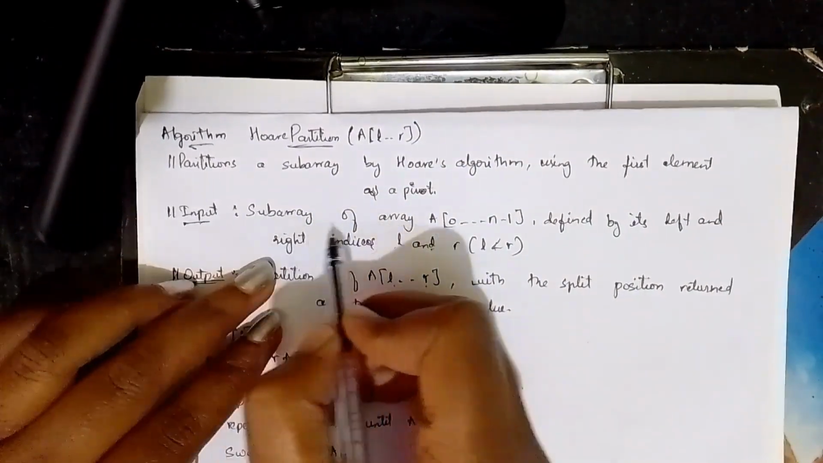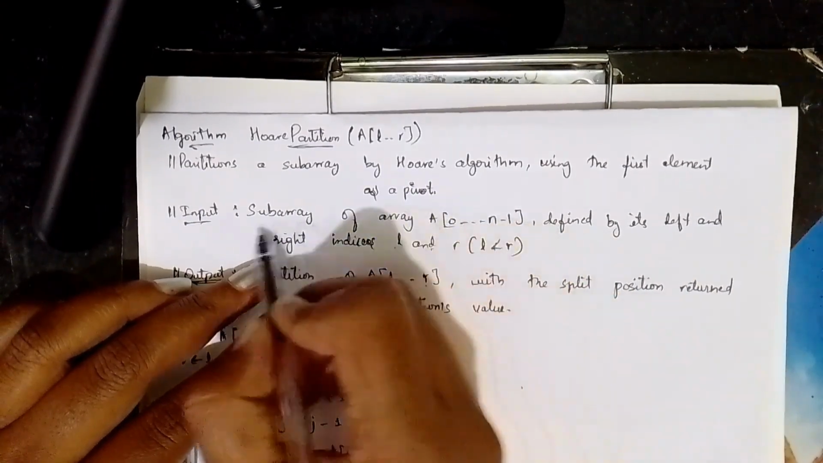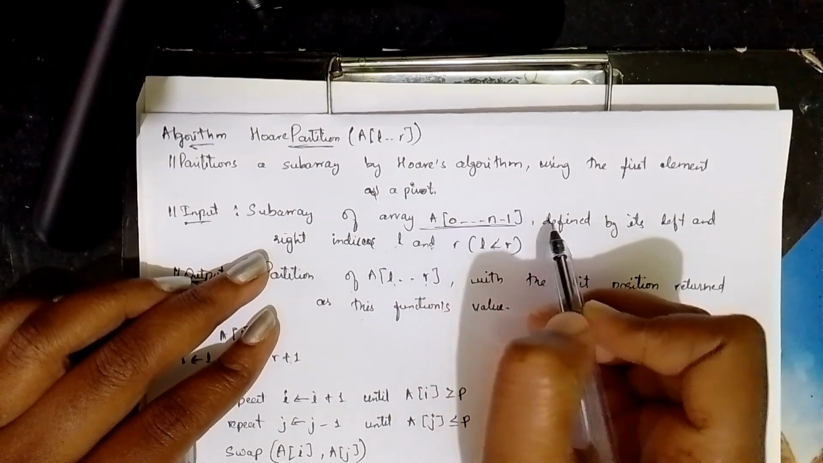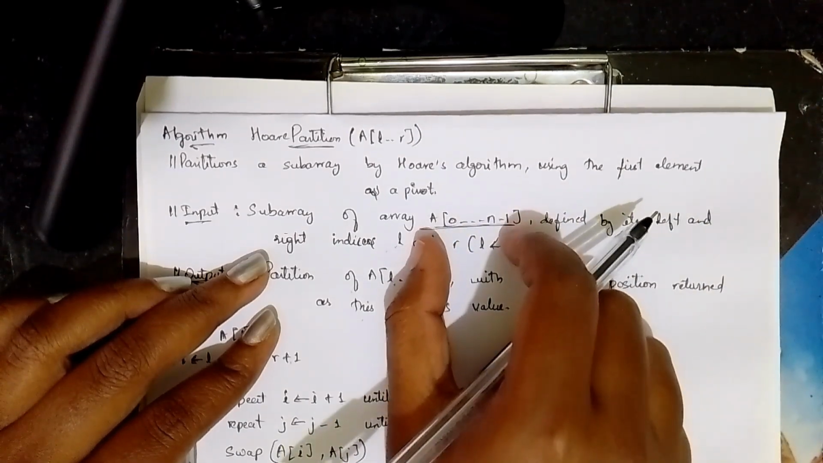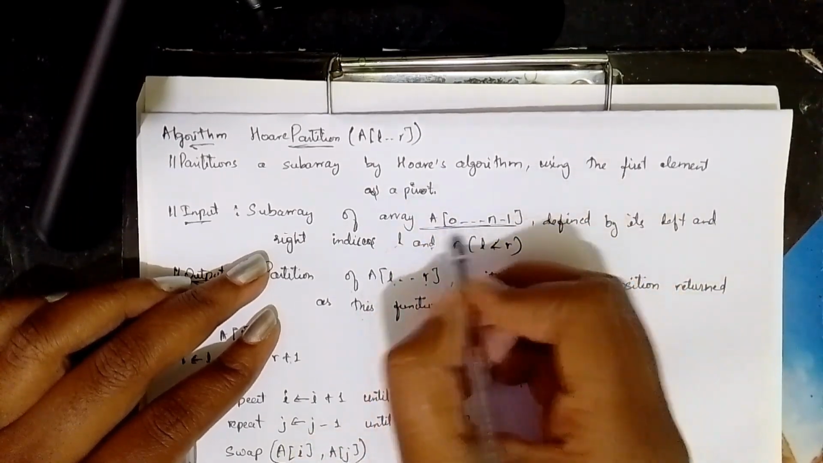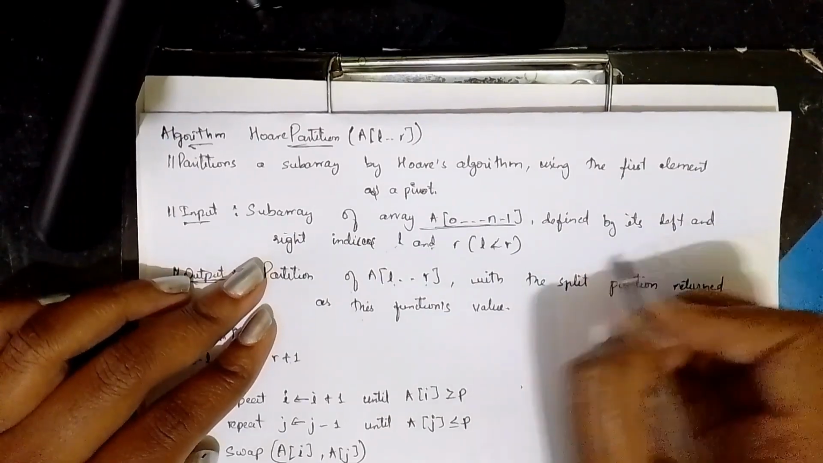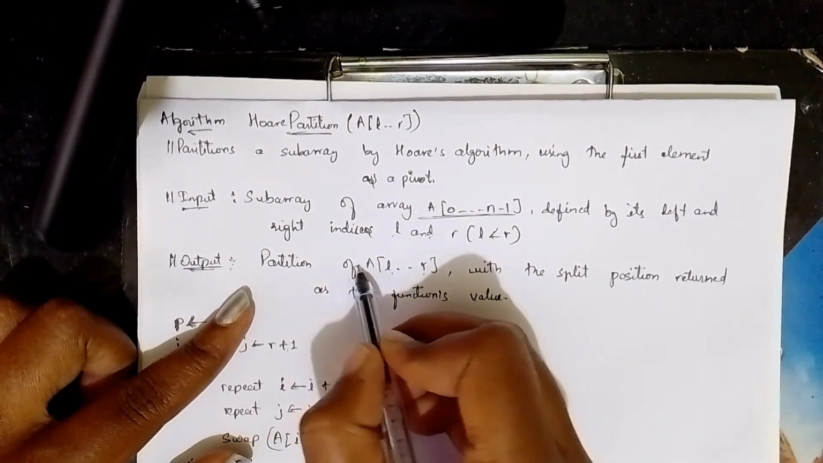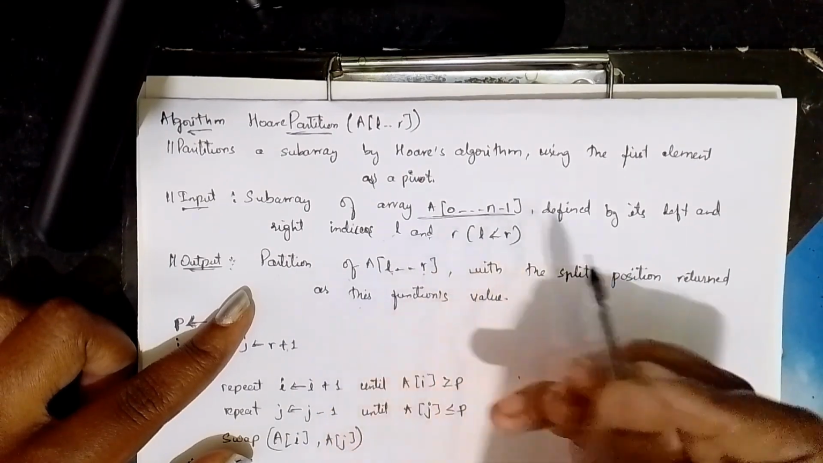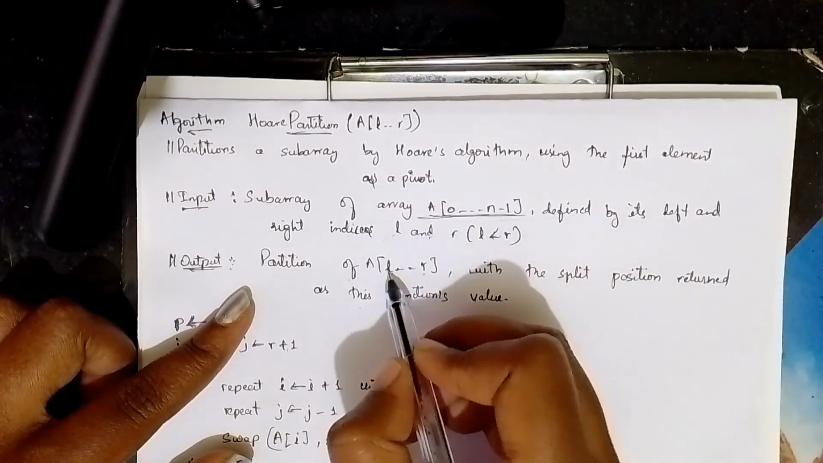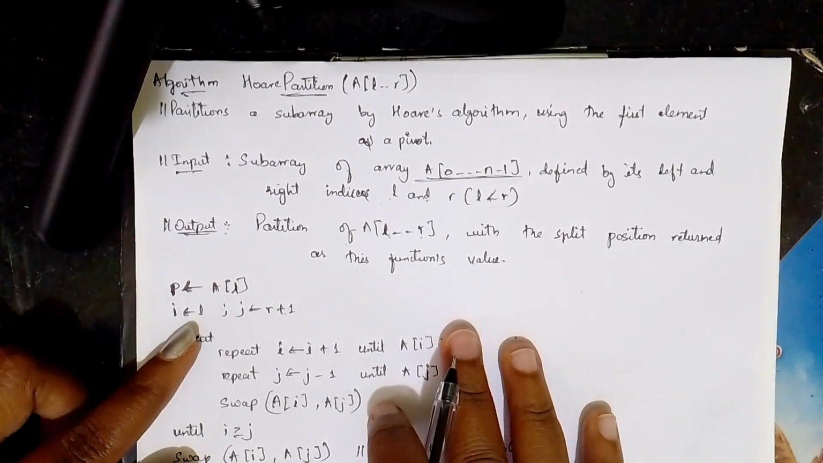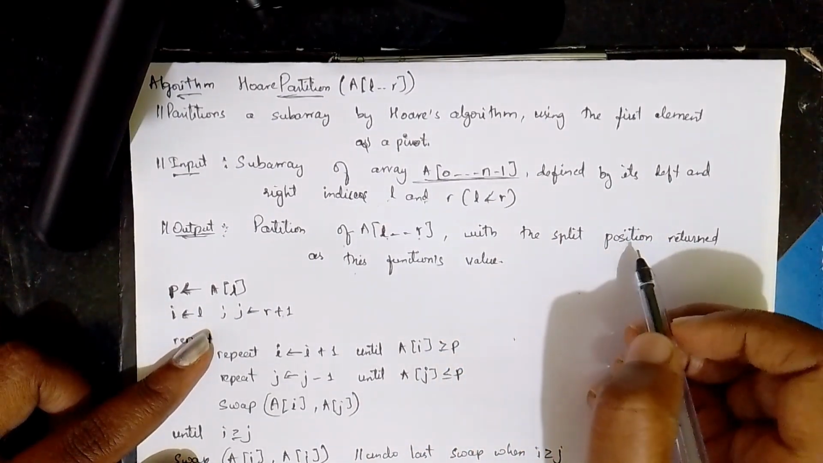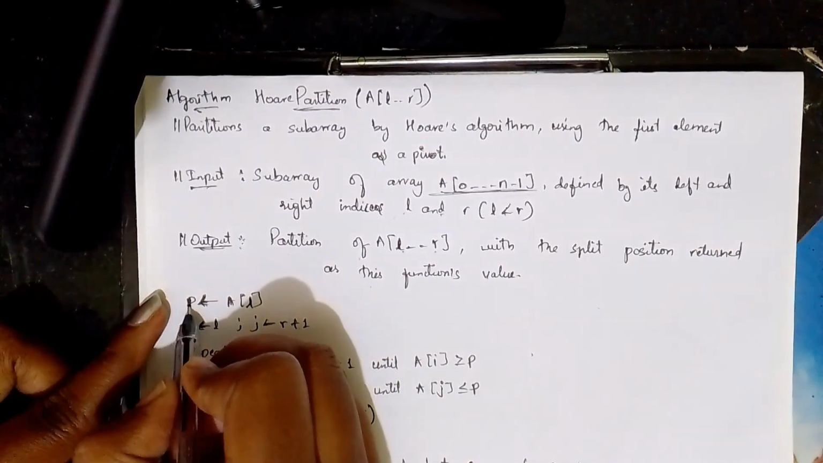Here we are taking the input array, same. Here also we are taking subarrays of the array, that is A of 0 to n minus 1, the original array. We are going to take subarrays of this original array, which are defined by its left and right indices. In the output we will get the partition of this array along with the splitting position. Here P is the pivot element.